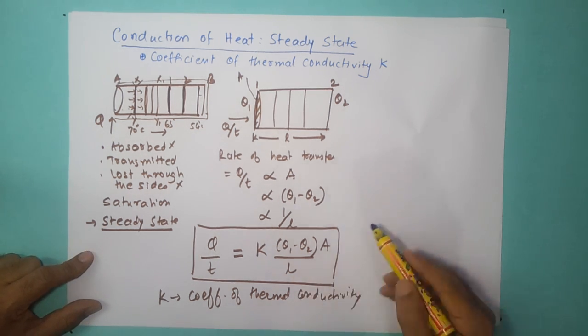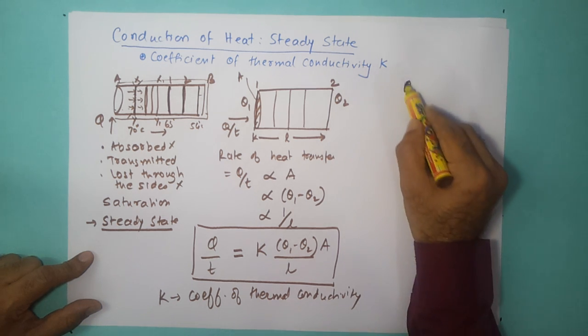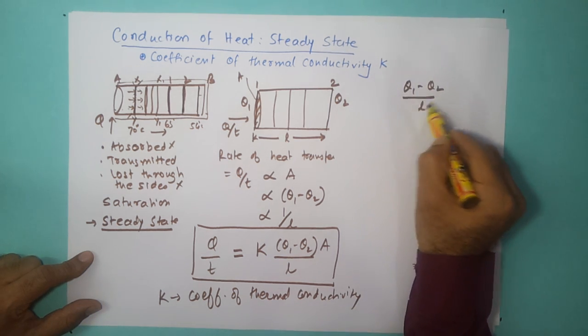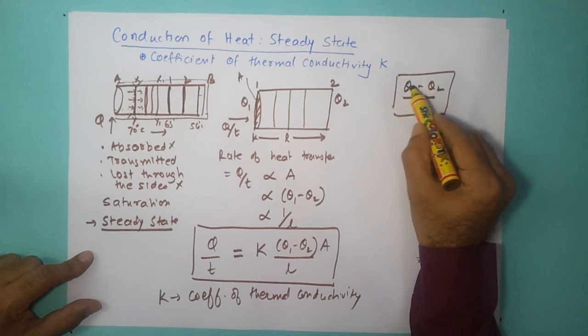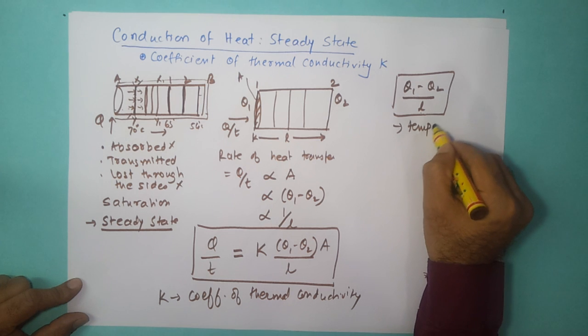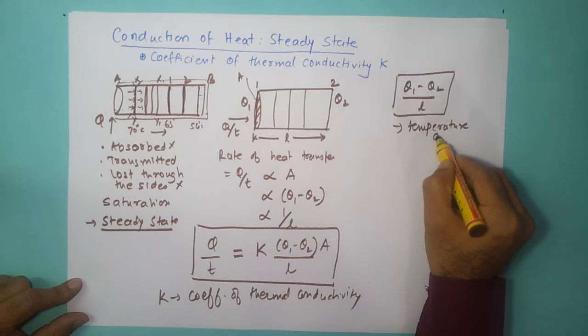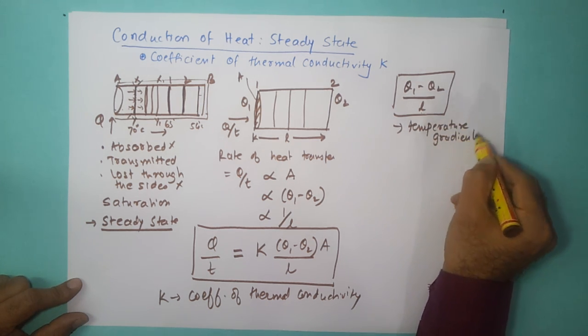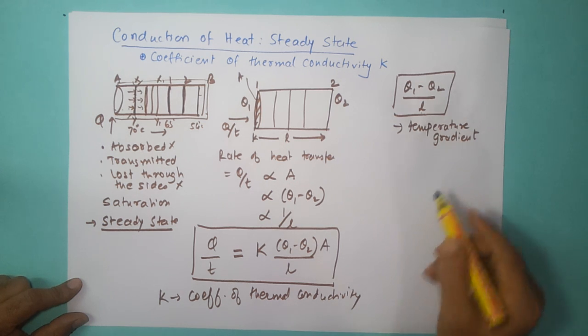Okay, a few more points about this topic. (θ1 minus θ2) upon L, this particular term, is the change in temperature per unit length. This is known as temperature gradient or thermal gradient.